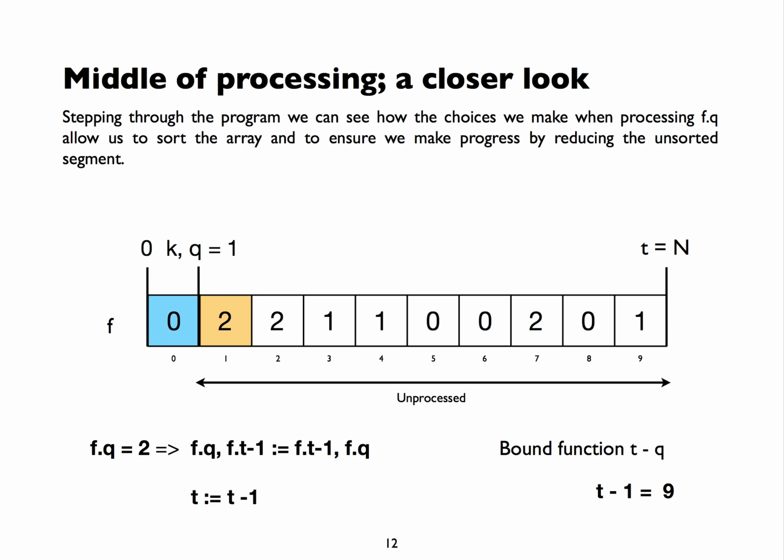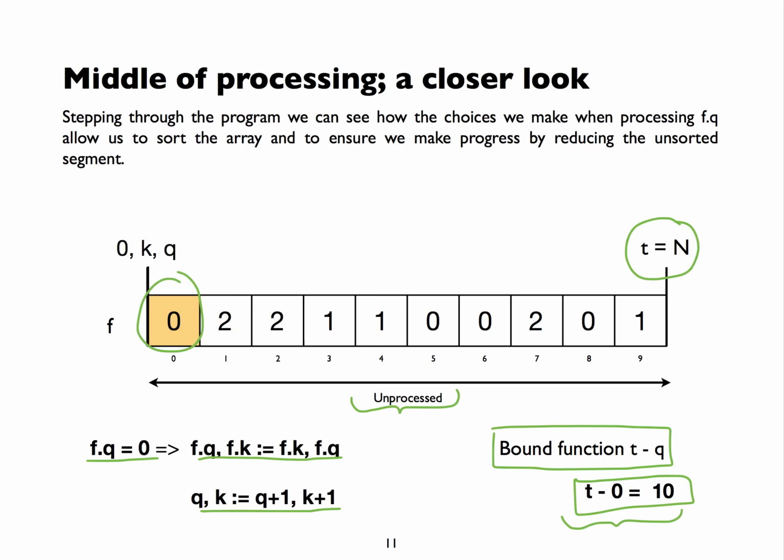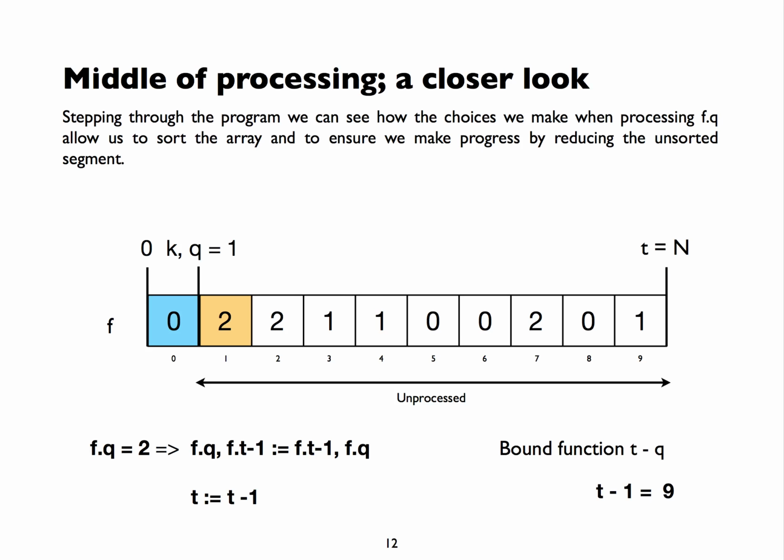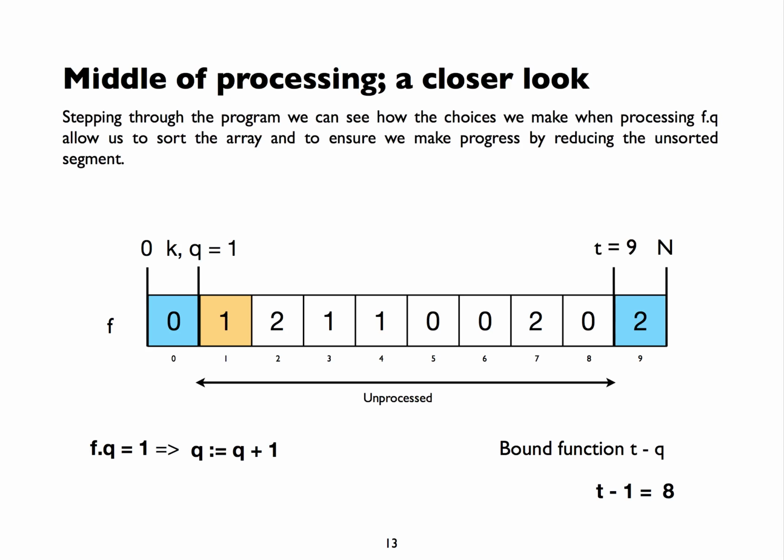So the first one was a 0. We're going to increment q and k. The next one is a 2. So we'll need to swap and shift the 2 and bring the 2 down here to the last segment. We now have a 1. So if you can remember, where there's a 1 at f.q, we just simply increment q.